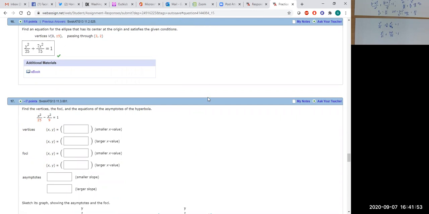Okay, so that's all the ellipse problems. So now we have one more type of problem to do, hyperbolas. So let's stop this video now and we'll do hyperbolas on the next video.